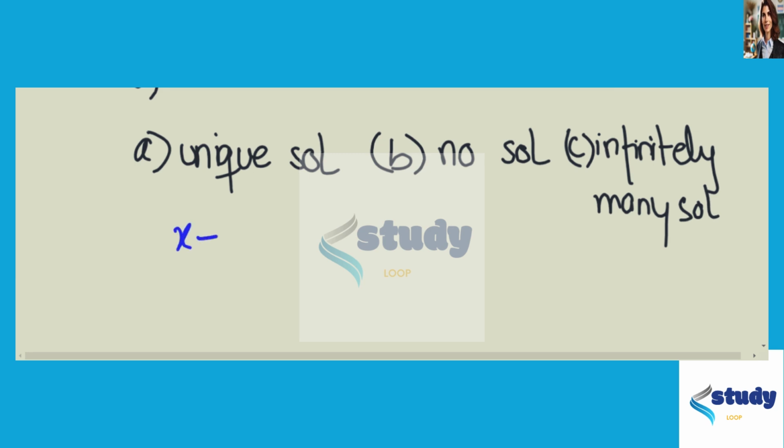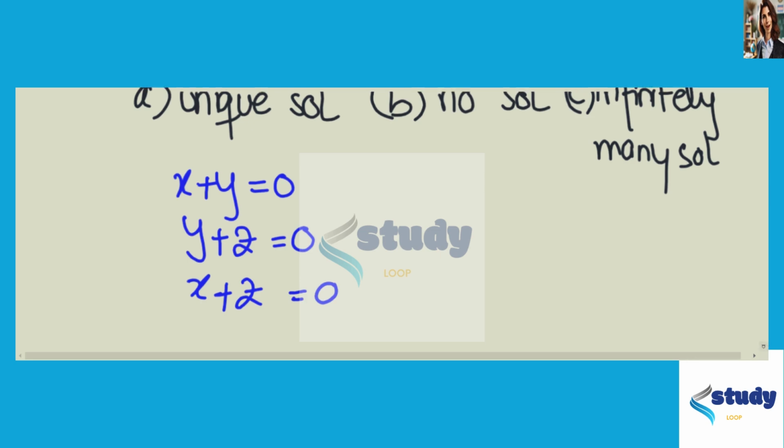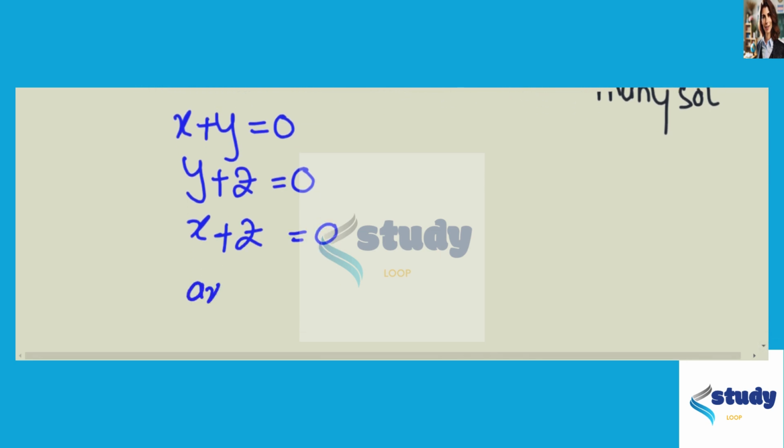So let's take a look at the system of equations. The first equation is x plus y equals 0. Then y plus z equals 0. Then x plus z equals 0. And lastly, a times x plus b times y plus c times z is equal to 0. So let's start.